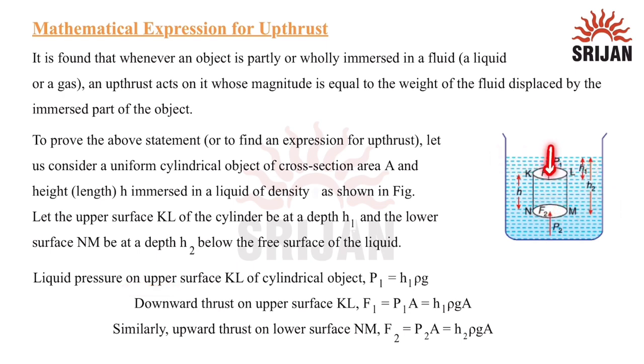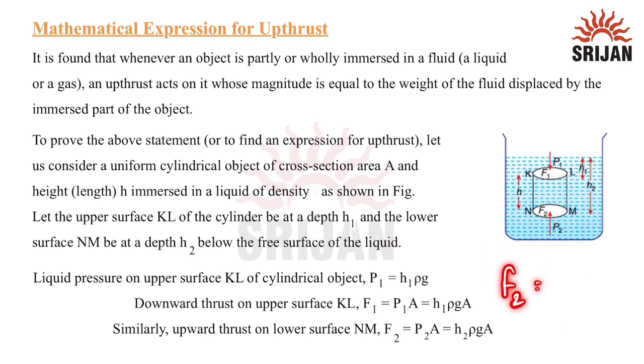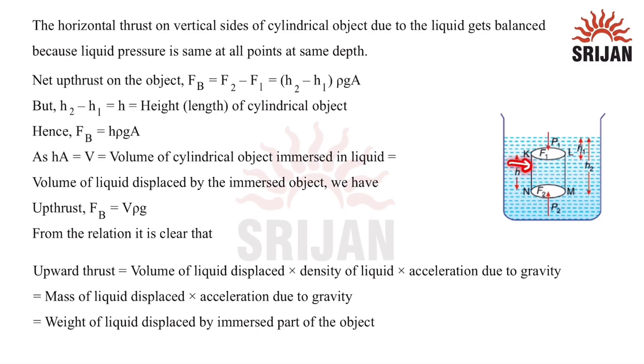Now let the liquid pressure on the upper surface be P1 and on the lower surface be P2. Now the force on the upper surface will be equal to the pressure on the upper surface into area. The pressure on the upper surface is h1 into rho into g, and that would be in the downward direction. Similarly, on the lower face, the force will be in the upward direction and is equal to P2 into area. That is equal to h2 rho g into area, right? Now, the horizontal thrusts on the vertical sides of the cylindrical object due to the liquid get balanced because liquid pressure is the same at all points at the same depth.